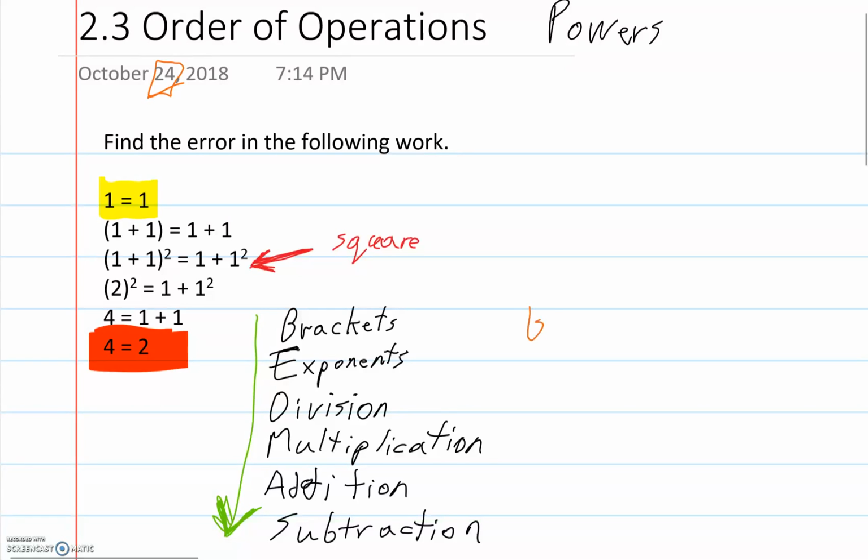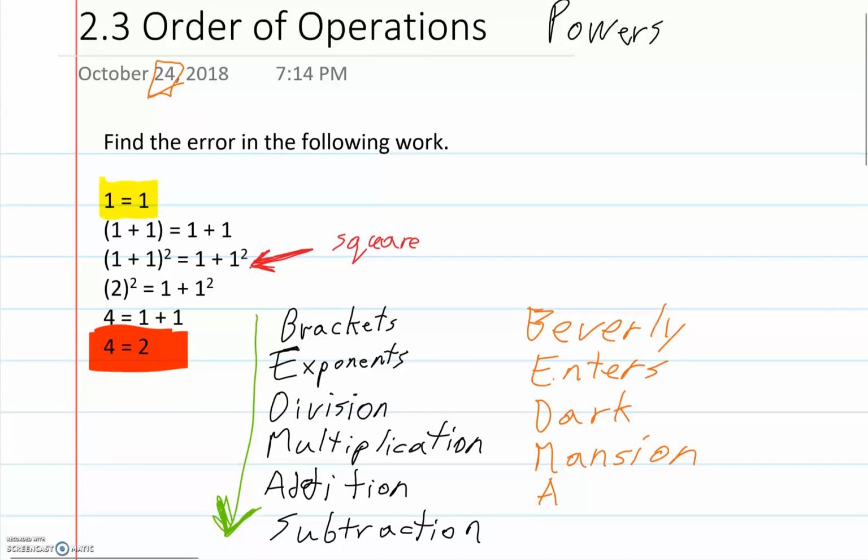So B, I'm going to put a name, Beverly. E, she enters. D, the dark. M, mansion. A, and she screams. So Beverly enters the dark mansion and screams.